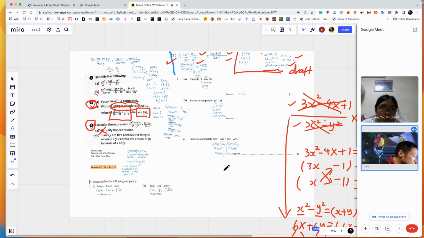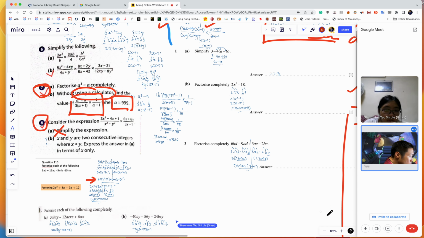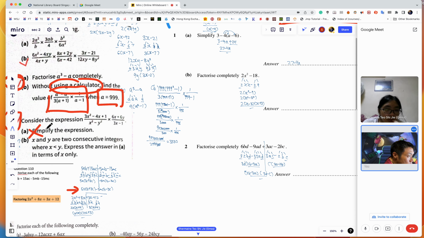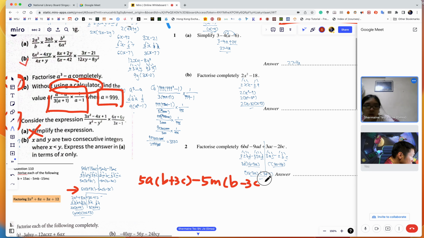Which other question? Let me see. This one you never continue. This one here. Let me zoom in. Can you see I zoom in already? This one, you have 5a, b plus 3c, minus 5m, b minus 3c. You never continue because of the plus and minus. So over here is plus, over here is minus, right? Do you know that you can actually change the sign by having a minus in front?